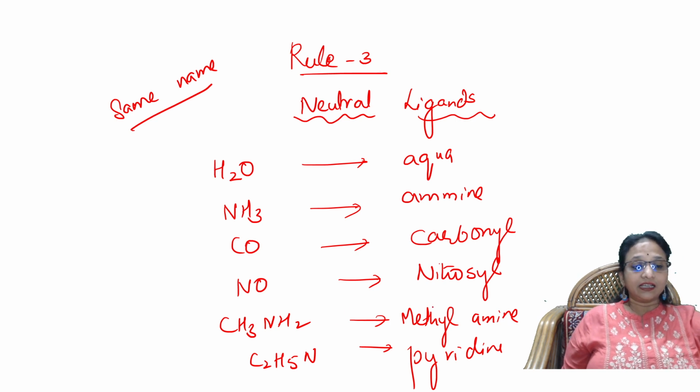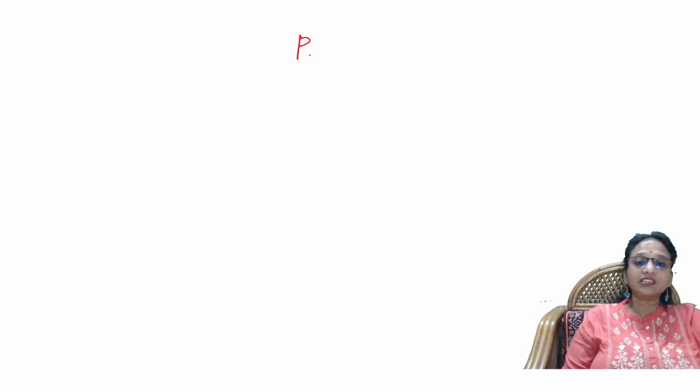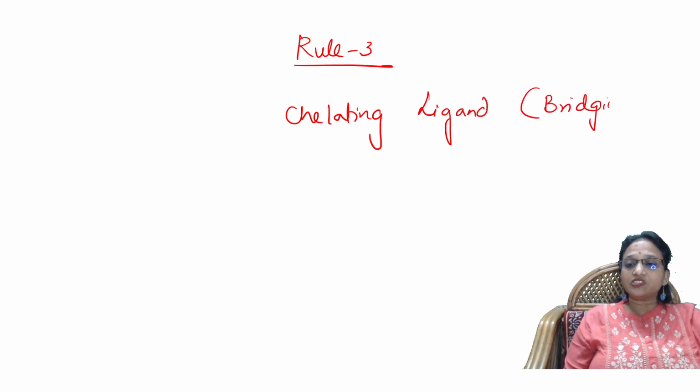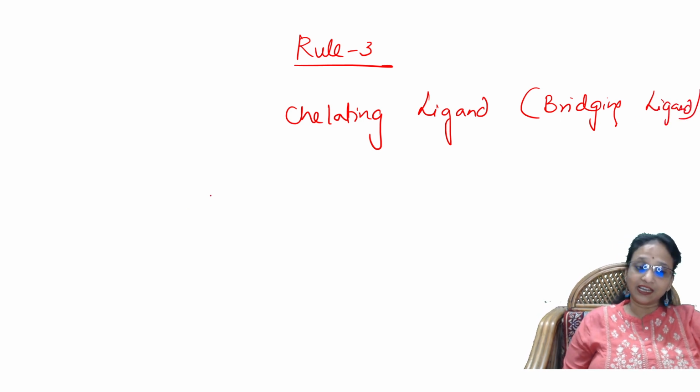Okay, and important thing, students, whenever you are doing cationic also, I'm going to show you the examples further. Suppose if you have any chelate ligands, like rule number 3 is chelate ligands. So chelate ligands means bridging ligands, correct? So chelate ligands are also called bridging ligands. When you have bridging ligands, I'll be showing one example. Please watch the video till the end.